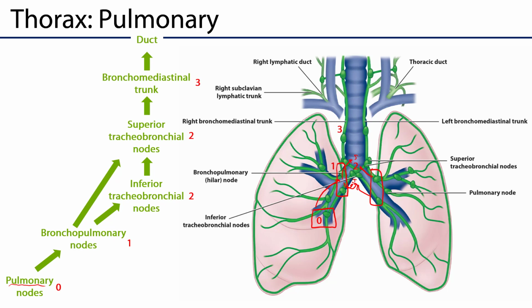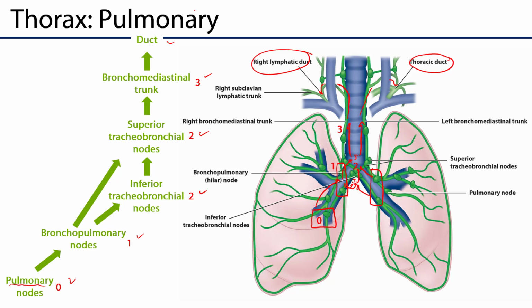From the inferior group, we move to the superior groups. And then the superior groups are going to track along the bronchomediastinal trunks. And those bronchomediastinal trunks will ascend and have the opportunity of feeding into the lymphatic ducts, either the right lymphatic duct or the thoracic duct at the venous angles. So we can see these definite pathways from pulmonary to bronchopulmonary to the tracheobronchial, both inferior and superior, to the bronchomediastinal trunks to the ducts.